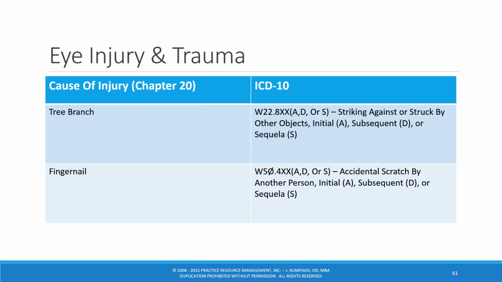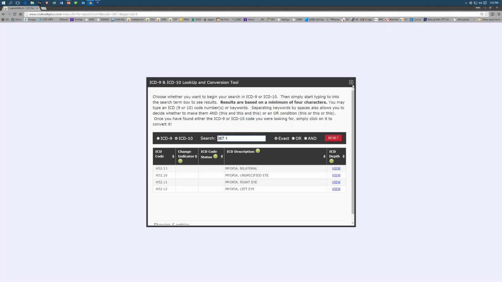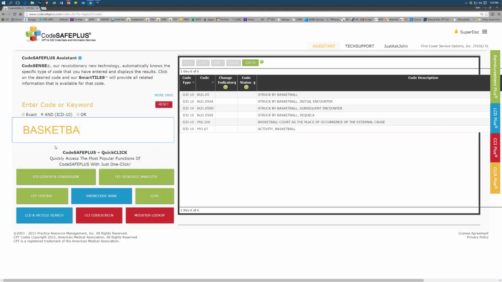Okay, causes of injury. So if the patient was, what caused the injury? And again, you want to have a very, very good search engine to help you with this information, because I can tell you, you're going to want to search all sorts of different things. If the patient says, look, I was playing basketball and that's what happened, I got hit by a basketball in the eye, I'd want to be able to look up basketball, struck by basketball. What was my activity that I was doing? Was basketball. I was struck by a basketball, and that's my code that I would use for my injury.